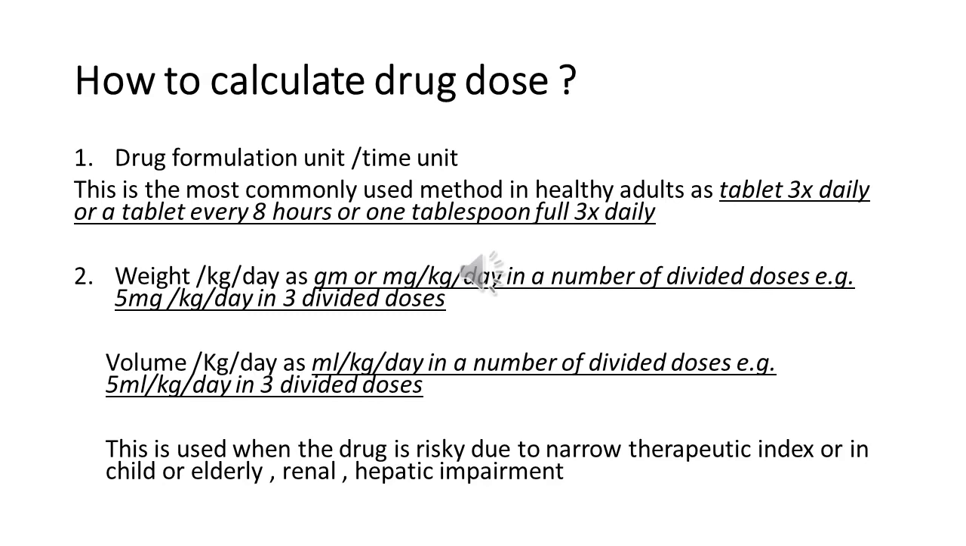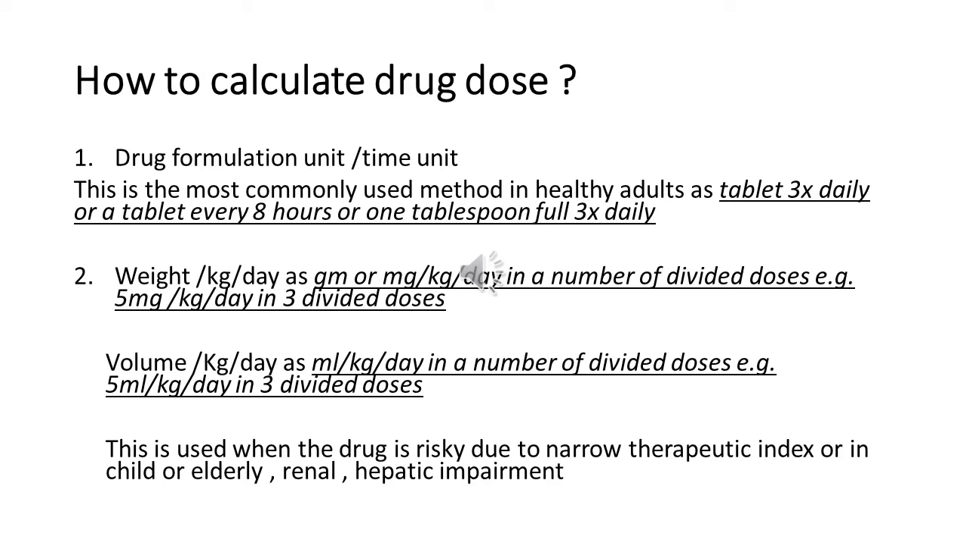Likewise for the volume, if the drug is a syrup, we use the same method: 5 ml per kg per day. So if his weight is 30 kg, 5 ml times 30 is 150 ml, and in 3 divided doses each dose will be 50 ml per dose, or 50 ml every 8 hours.